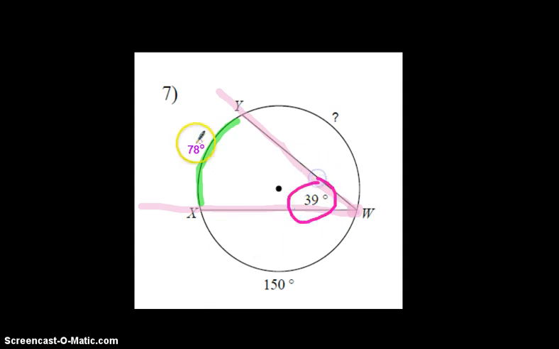I said, if this is 39, this is going to be 78, even if I didn't know how that was going to help me. Well, now I know how it's going to help me, because the question mark arc is the only part of the circle that I don't know. I know that this part is 78, and I know that this part is 150. So if I add those together, 78 plus 150 is what? 228? This orange arc here is 228 degrees. If I subtract that from 360, I'll know how big the arc WY is.